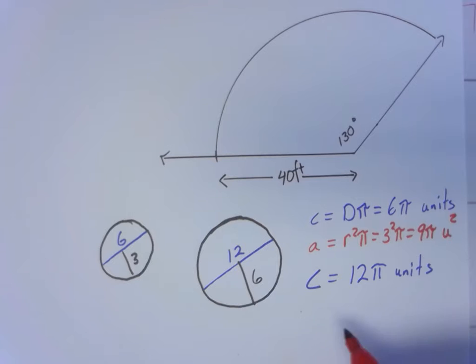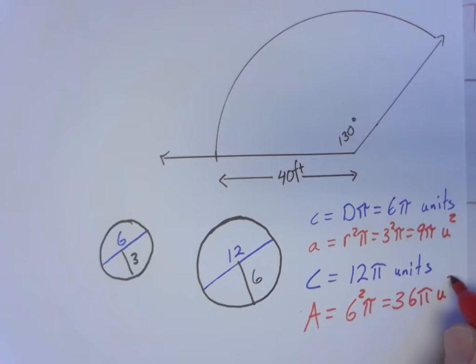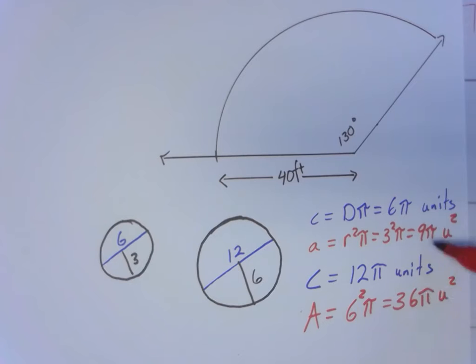And now let's take a look at the area of our large circle. We're going to take radius squared times pi again, of the large circle. And of course 6 squared is 36 times pi square units. And you can see that with the circumference, when we double the radius, the circumference doubles. But with area, when we double the radius, the area actually goes up by a factor of 4. So you can see 9 times pi is exactly 1/4 of 36 times pi.